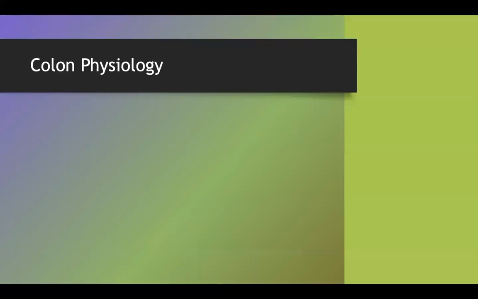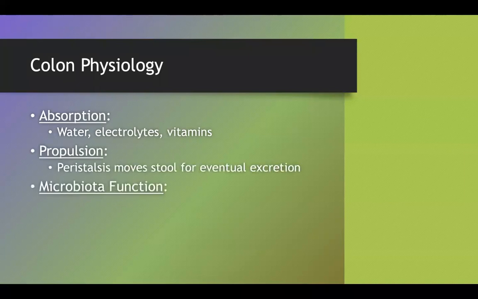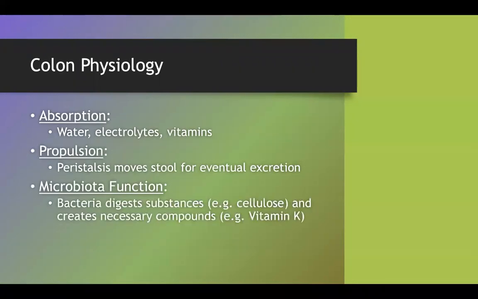Colon physiology is extremely straightforward. It can absorb materials: it absorbs water, electrolytes, and vitamins, and it can move food down the GI tract for excretion. And there's some microbiota function. We need some healthy bacteria in our colon to help digest certain substances and to create certain things like vitamin K.